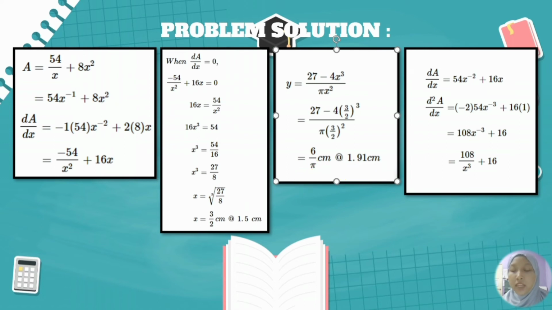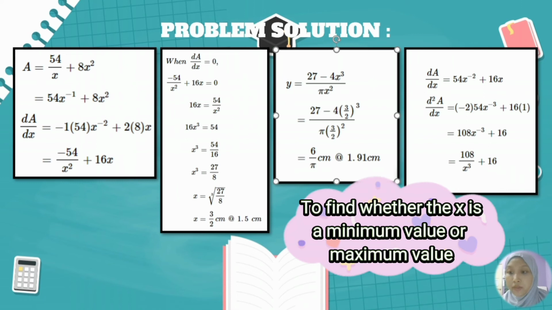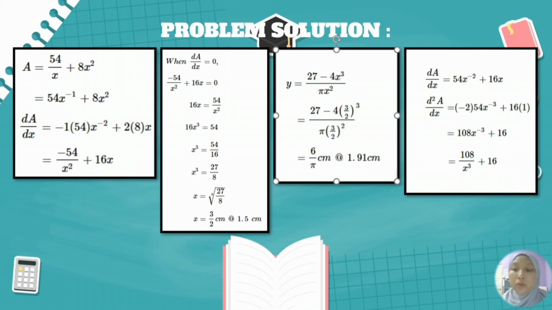And then we want to find the second derivative of the area to find the minimum value of area. So negative 2, where the power of x moves to the front, 2 times the 54, x to the negative 3, where negative 2 minus 1 we get negative 3, plus 16 times 1, where x to the power of 1 minus 1 we get 0. x to the power of 0 is 1. So the final answer for the second derivative is 108 over x cubed plus 16. And the next step will be explained by Azira.